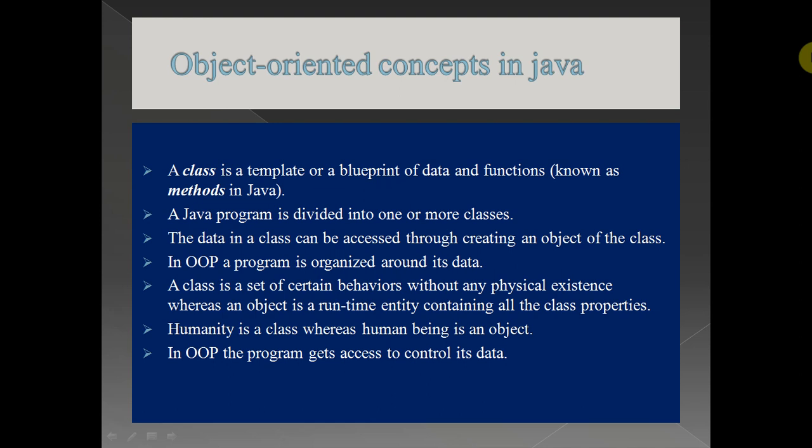And also, the last thing: in object oriented programming, the program gets access to control its data. What does it mean? It means the data in the program can be controlled, that is, how any other program can get access to the data. Also, we can say that the data in the program cannot be directly accessed, or even accessed outside the program. Also, the method can be redefined. Also, the class can be reused using object oriented programming.